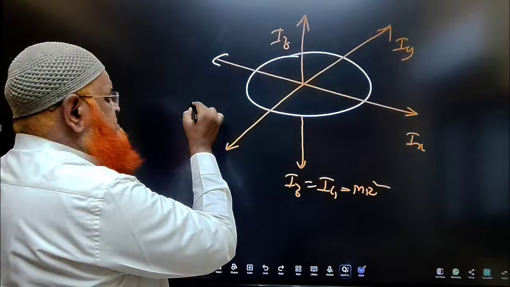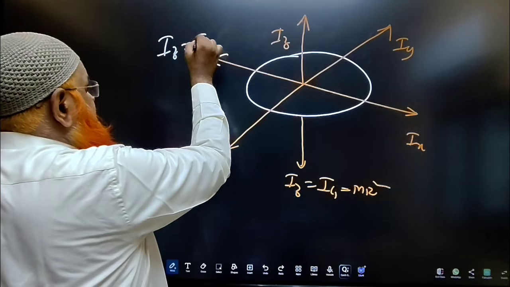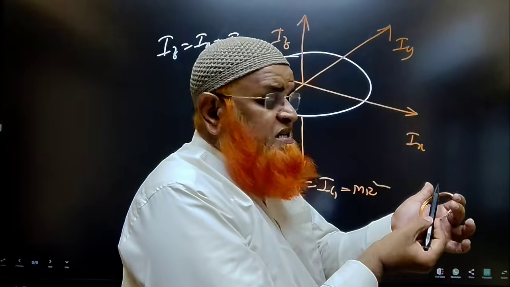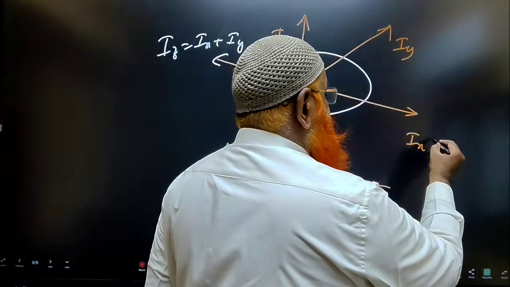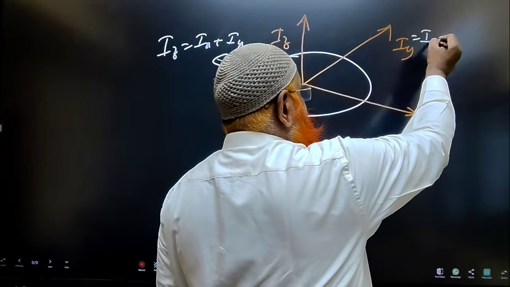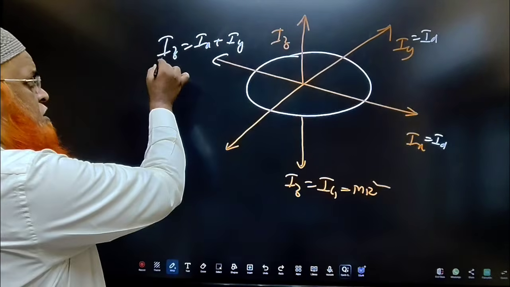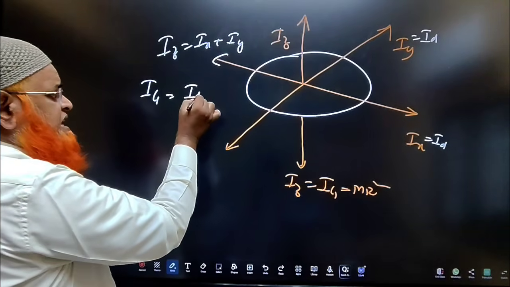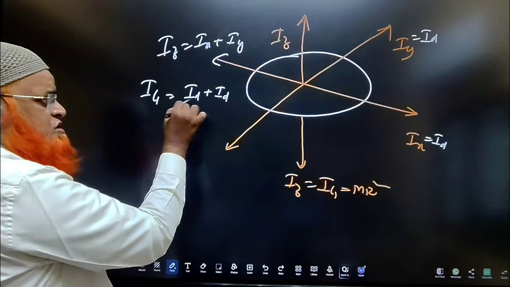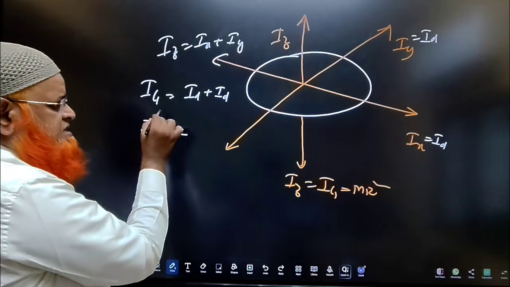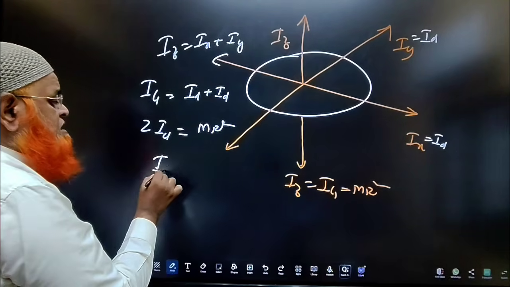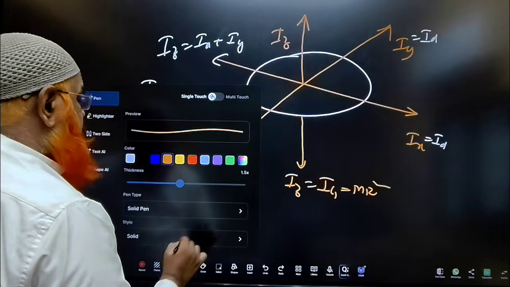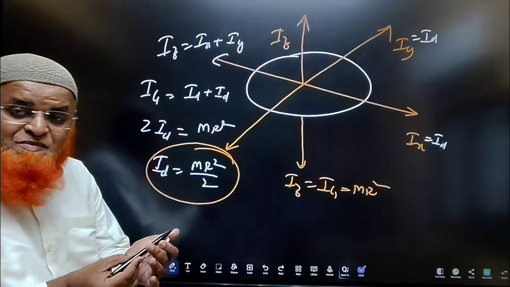So what do you understand from this? See, Iz is nothing but Ix plus Iy. Ix means along the diameter, which is taken as Id. Iy is also along the diameter, which is called Id. I told you that Iz is also taken as Ig. So Ix means Id, Iy is also Id, so Id plus Id is 2Id. Ig is nothing but mr square. So along the diameter, what is the formula? Mr square by 2. Understood? Along the diameter, it is mr square by 2.